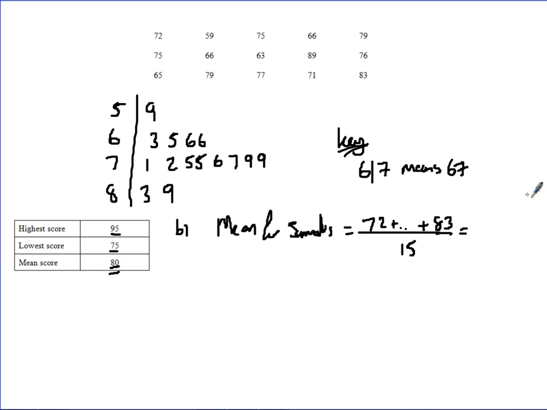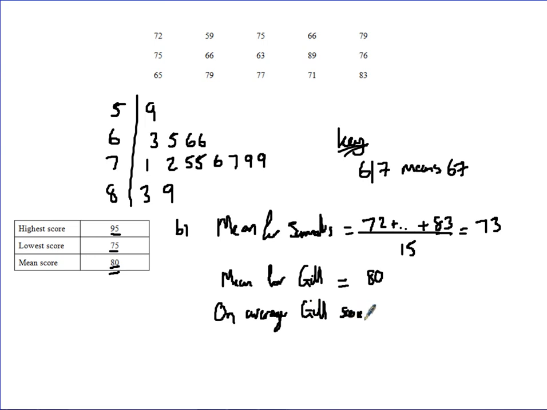So the mean then for Jamal comes out 73, and then we also know the mean already for Jill is 80. So the first statement you say is on average, and we're talking about scores, what is it for, ten-pin bowling. On average, Gil scored more. So that's your first comparison.